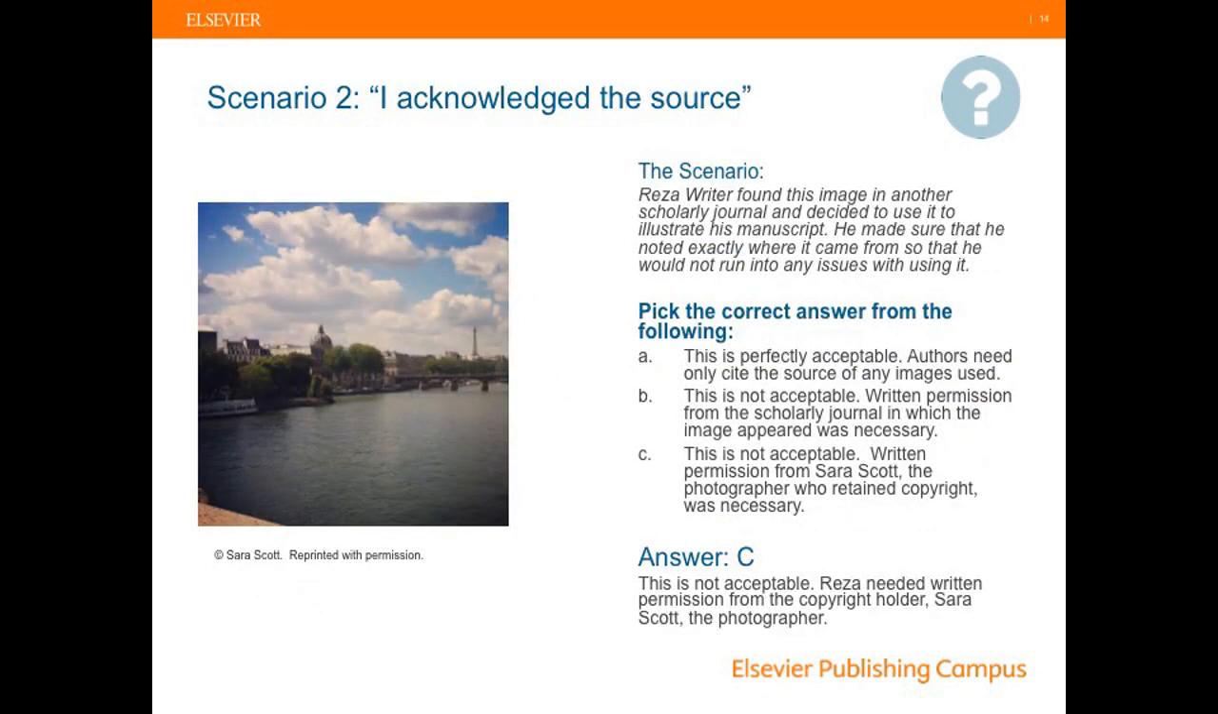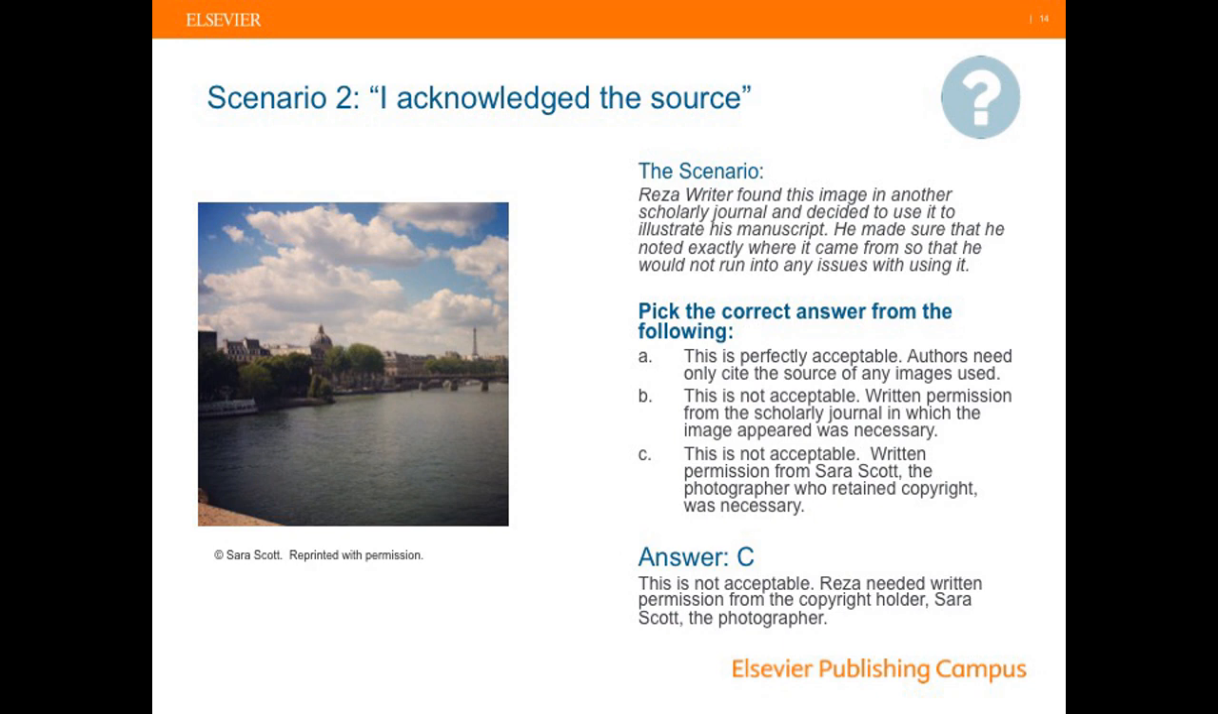Scenario 2, I acknowledge the source. Riza Writer found this image in another scholarly journal and decided to use it to illustrate his manuscript. He made sure that he noted exactly where it came from so that he would not run into any issues with using it. Pick the correct answer from the following.